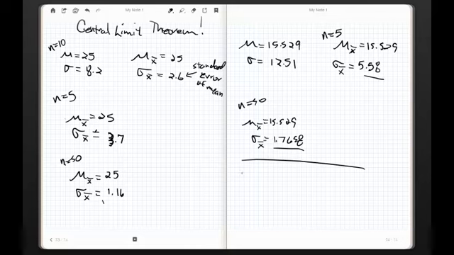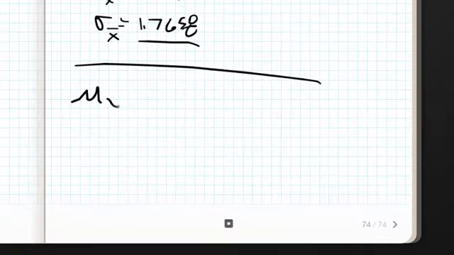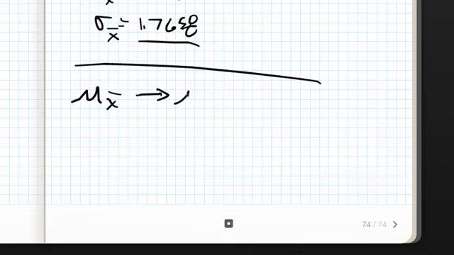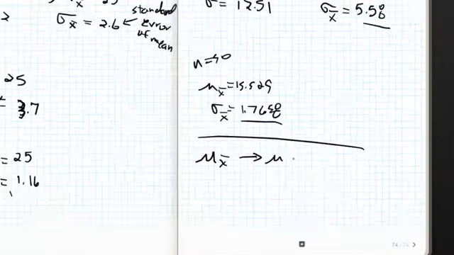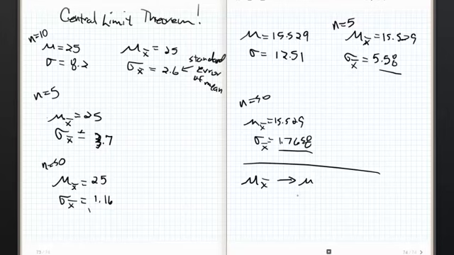Okay, let's get down to brass tacks. What does this central limit theorem really say? It's really easy. It's crazy easy. What it says is this: the means of the sample means, because they're unbiased estimators, tend towards mu. So in other words, the mean of a sample can be used to approximate the mean of the population.